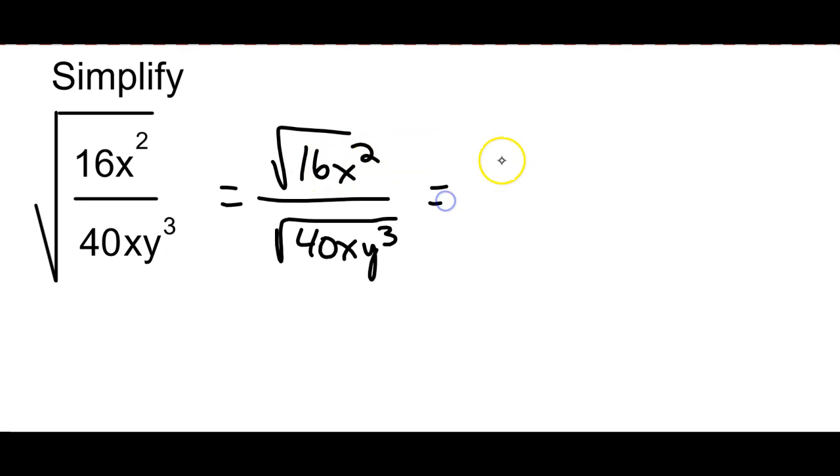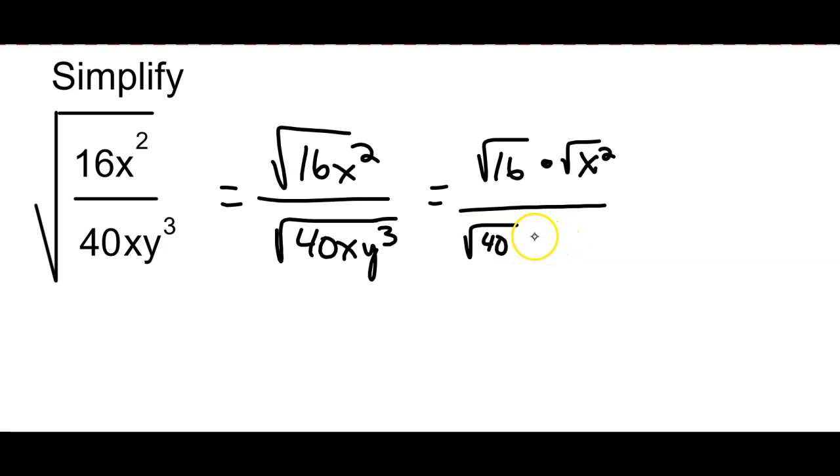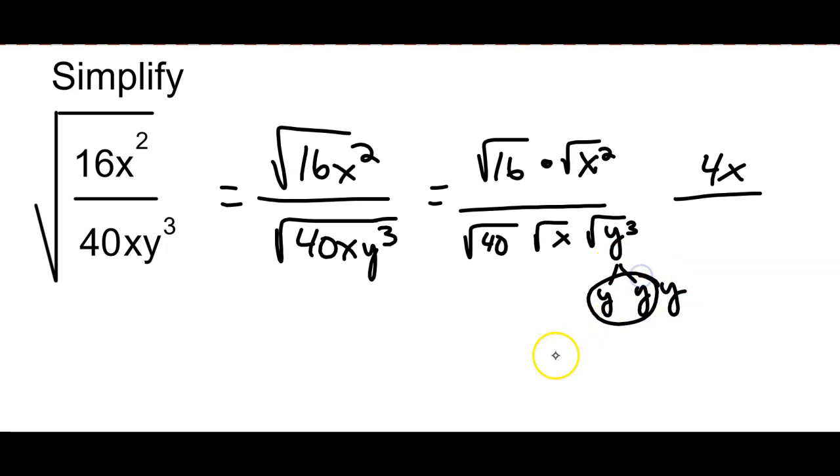So the square root of 16x squared is the same thing as the square root of 16 times the square root of x squared. And then on the bottom I can rewrite this as the square root of 40 times the square root of x times the square root of y cubed, if I want to write it out like that. The square root of 16 I know is 4. And the square root of x squared is x. And then square root of x, I'm not going to be able to do anything with that, but I know that this is y times y times y, so you can pull out a y right here.